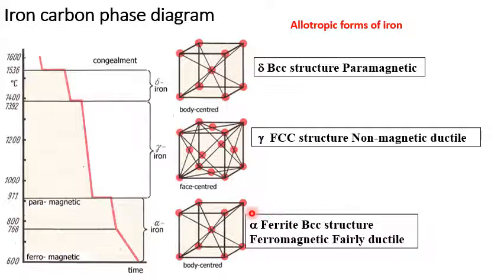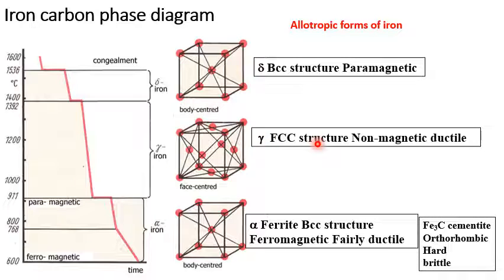Say here at room temperature, alpha ferrite, which is ferromagnetic and fairly ductile. As the temperature increases, we'll see gamma iron, that is austenite, which is FCC in structure, non-magnetic and ductile. And at a higher temperature, delta ferrite, BCC structure and ferromagnetic in nature. So by knowing this, depending upon the requirement in the application, one can easily stabilize the structures to room temperature.